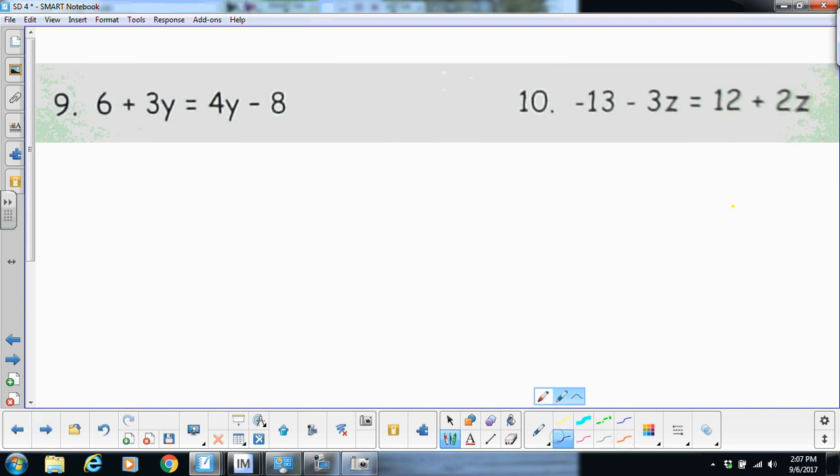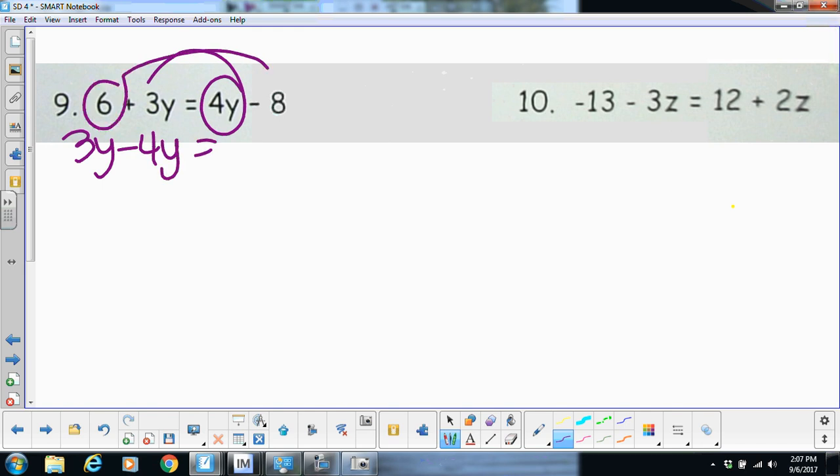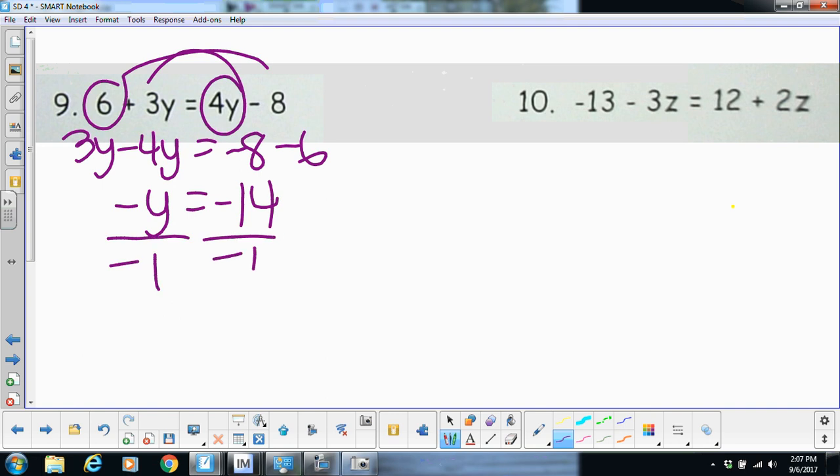And the last two that we have, okay, circle and move, so that's 3y minus 4y, and negative 8 minus 6, and divide by your negative 1, and y would equal 14.